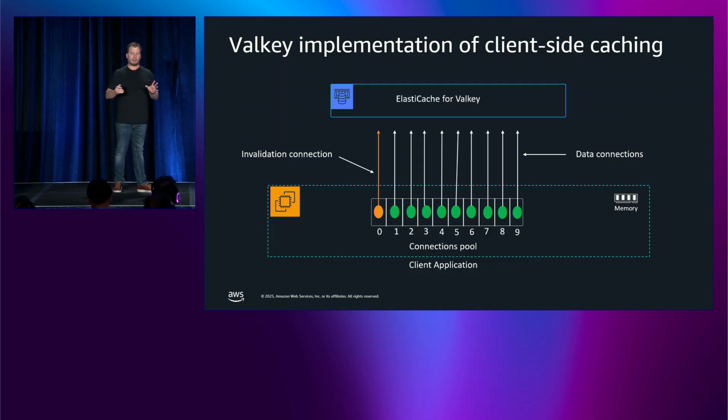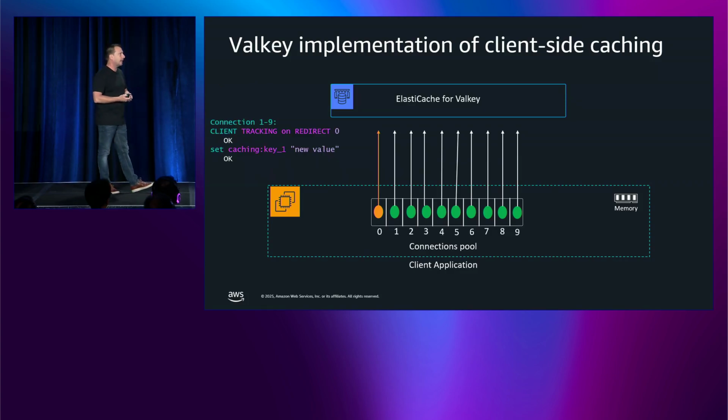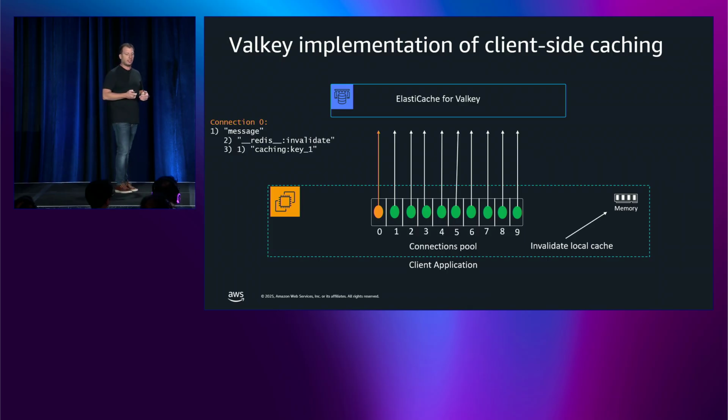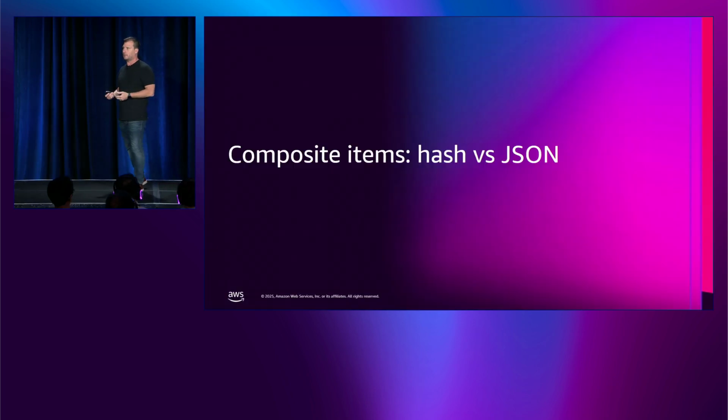So what I'm doing here is splitting my connection pool into two types. I'm going to have connection 0 as the invalidation connection, the control connection, and all the rest from 1 to 9 are going to serve as the data connections. Connection 0 will subscribe to the invalidation channel, and all the other connections will perform tracking with redirect to connection 0, which means that connection 0 will encapsulate all the invalidations for all the rest of the connections. So let's assume that I'm updating one of the keys. Immediately, connection 0 will receive that update on the invalidation connection with the specific item, and will make sure to update the data in my local cache.